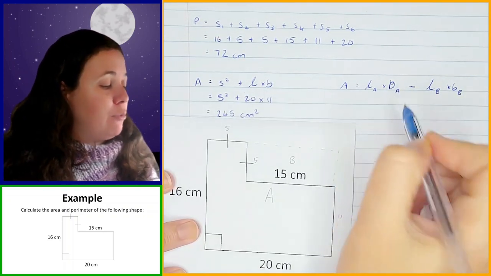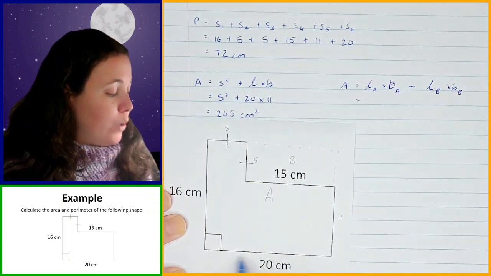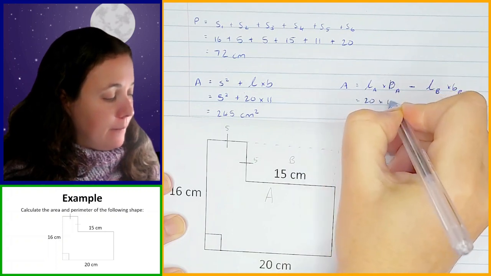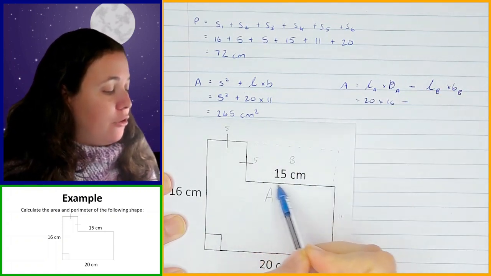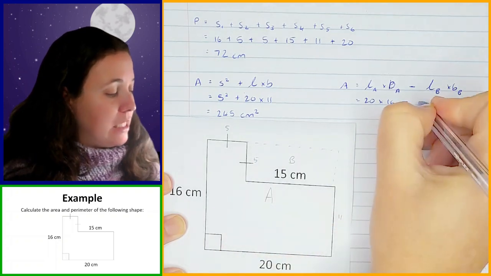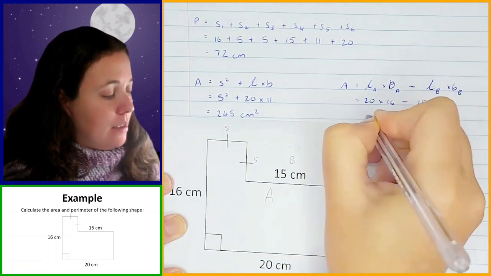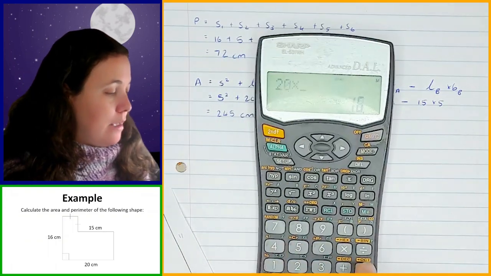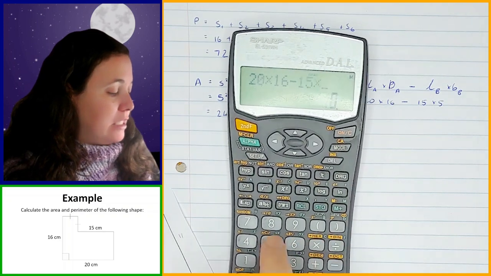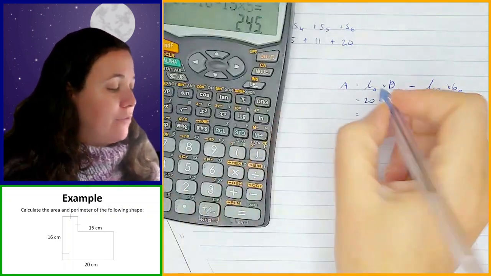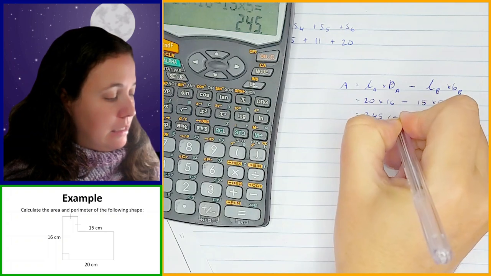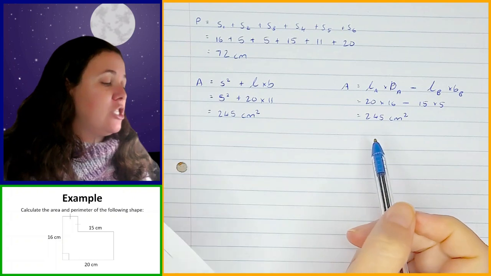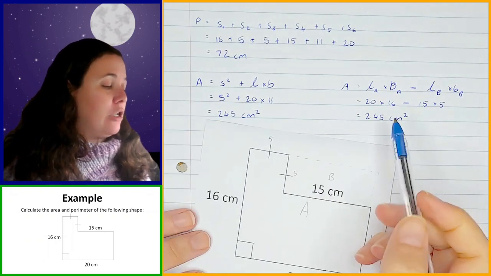Okay, so length of A times breadth of A, that is 20 times 16 minus length of B times breadth of B is 15 times 5. Okay, and now if we work this out, 20 times 16 minus 15 times 5, that gives us 245 as well, centimeters squared. So either way, I'll get the same result, okay? So this is just two different ways of working out the same thing.